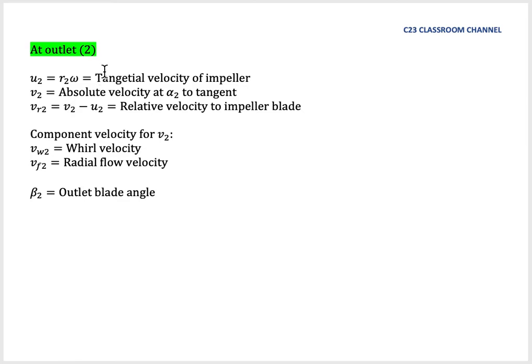This is the legend for the outlet, 2. We have U2 equal to R2 omega as the tangential velocity of the impeller. We have V2 as the absolute velocity, VR2 as the relative velocity to the impeller blade, and the components of V2 can be written as VW2, the whirl velocity at outlet, and VF2, the radial flow velocity at outlet. And beta 2 is the outlet blade angle.